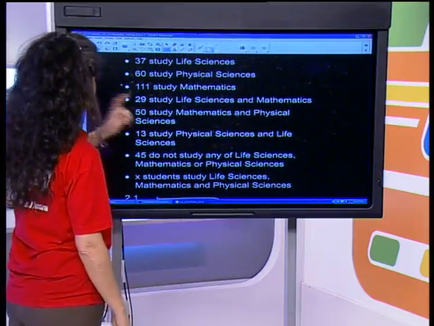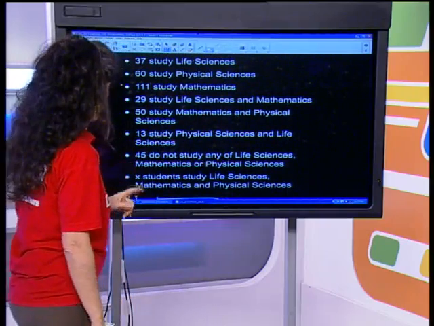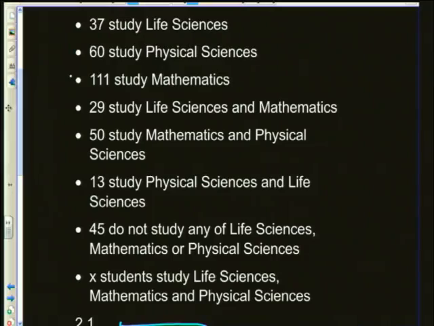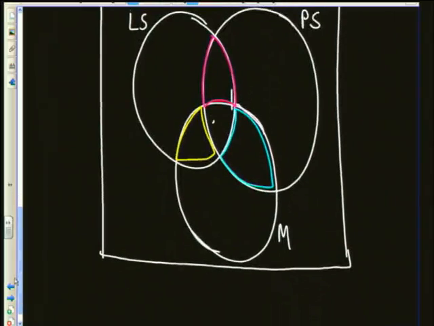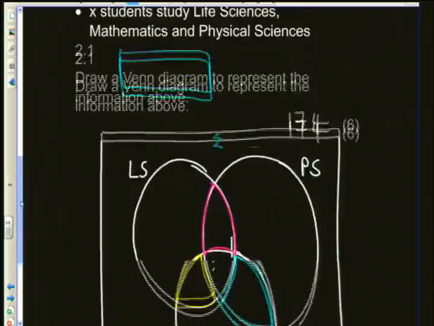29 study life science and maths, 50 study maths and physical science, 13 study physical science and life science. 45 do not study any of those subjects. Okay, we know where to put the 45. They're sitting out here. So these are the 45. That still doesn't tell me what's happening in the middle.